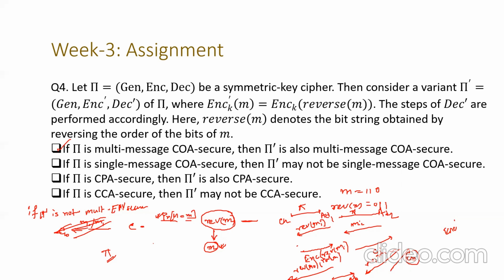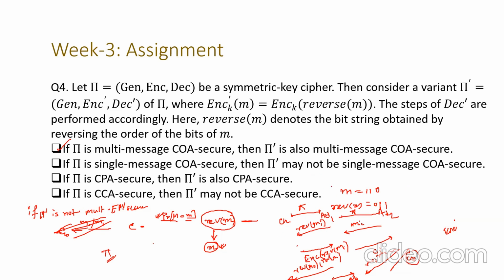If adversary 2 successfully determines whether it saw the encryption of M0 or encryption of M1, then adversary 1 is also able to say whether it saw encryption of reverse of M0 or encryption of reverse of M1. So with exactly equal probability, adversary 1 can win the game as adversary 2 wins. But we already know that adversary 1 cannot win this game with non-negligible probability because pi is given to be CPA secure. That's why we conclude by contradiction that pi dash is also CPA secure.